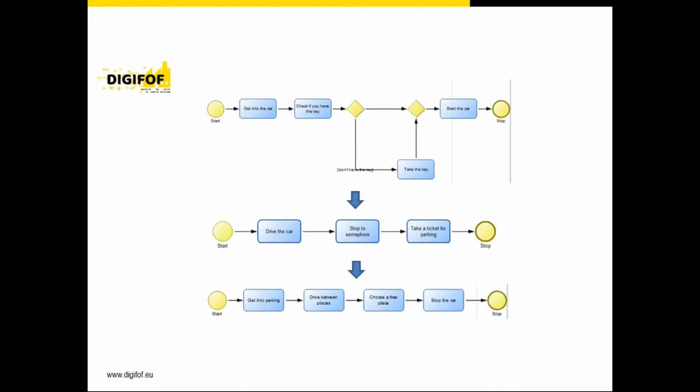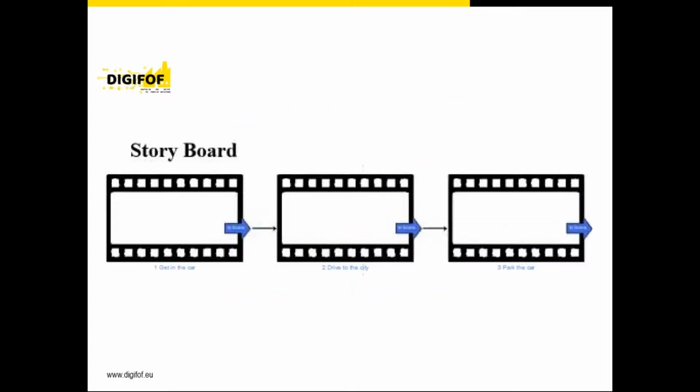And for the third scene, we'll get into the parking and drive between places, choose a free place and stop the car. All these models could be done in much more detail, but the most important part from my point of view was the last level from creation. Before moving on, all these 3 BPMN models, all 3 scenes, were connected using a storyboard.